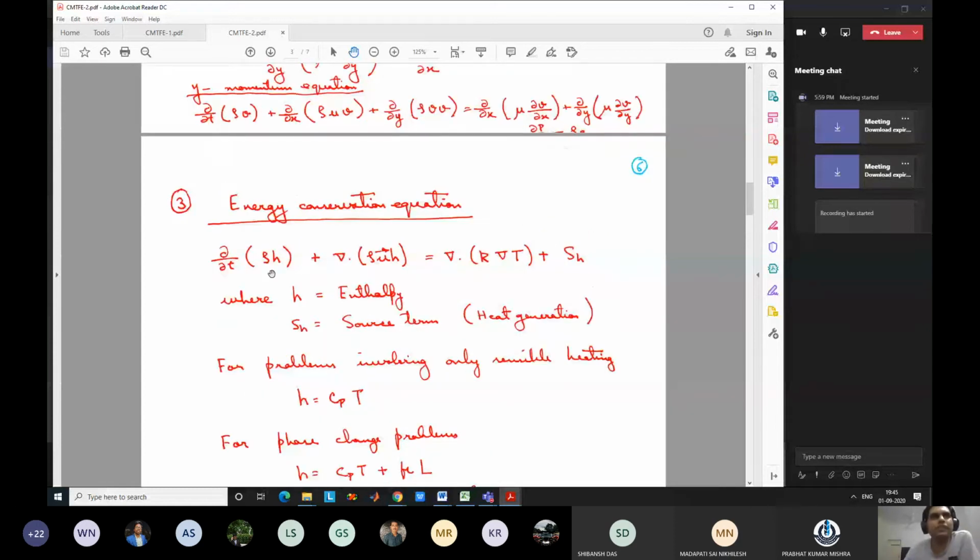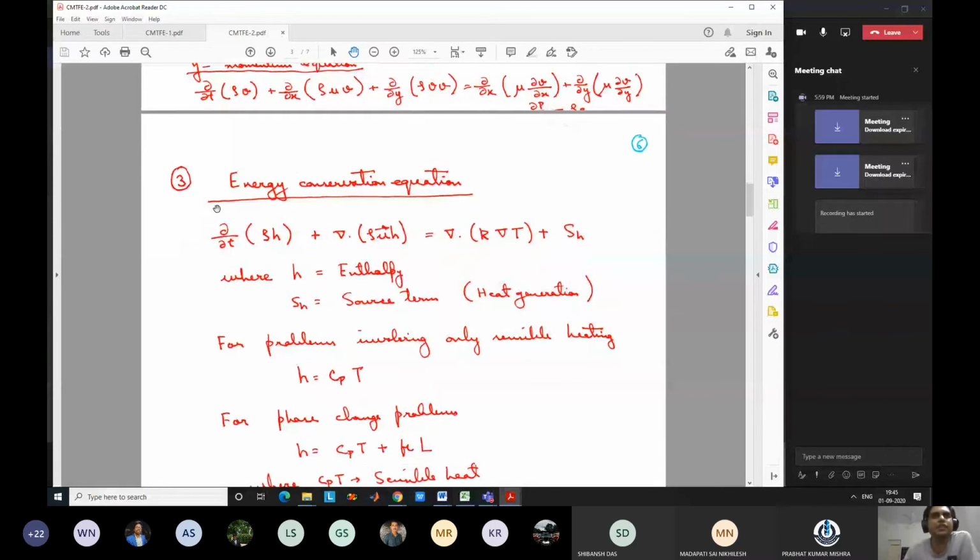For example, I will just state this term. The change in energy for that small control volume is del t of rho h into the volume. Volume is delta x into delta y into delta z. That is the actual change in energy. But later when we divide by delta x, delta y, delta z, it comes into this differential form. Similarly, all the other terms also will come.